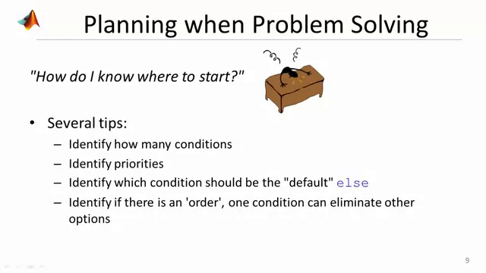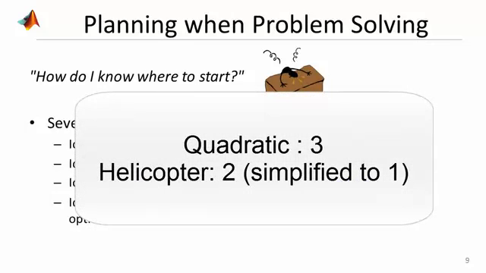Planning when problem solving. A lot of students ask us, how do I know where to start? Where do I even start looking at these conditions? Here are several tips. Identify how many conditions. For the quadratic equations, we had 3. For the helicopter, we had 2, and by planning a little bit differently, we brought it down to 1.